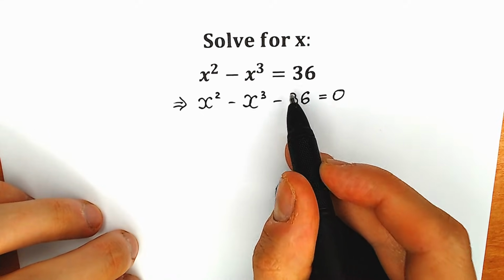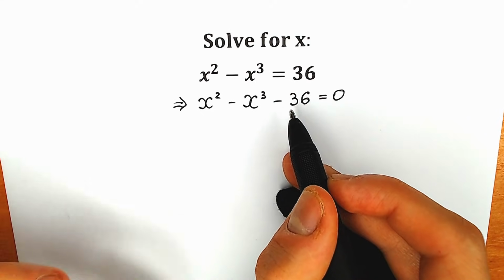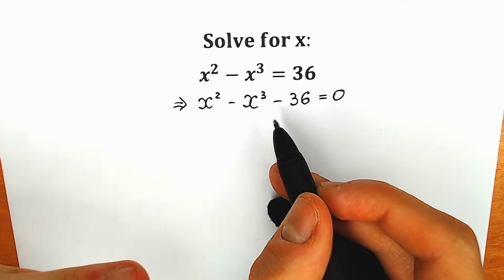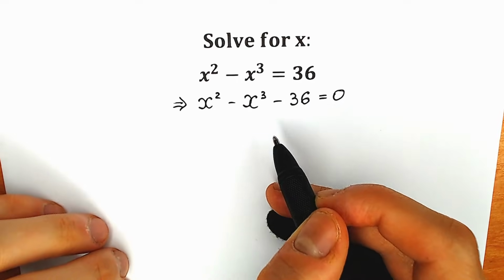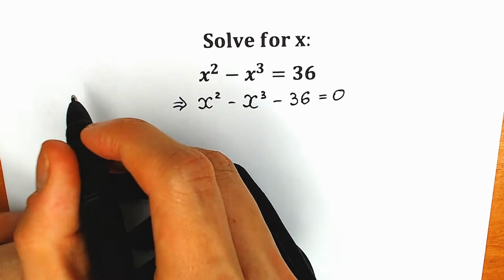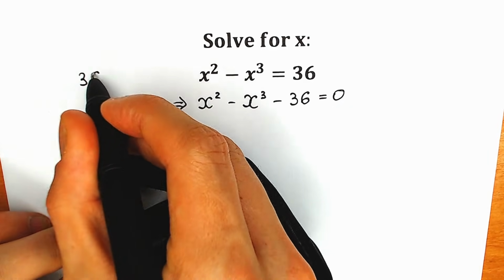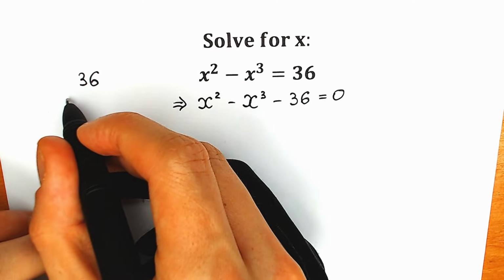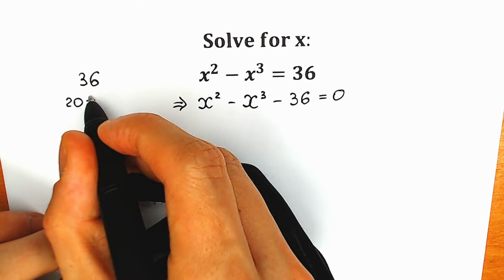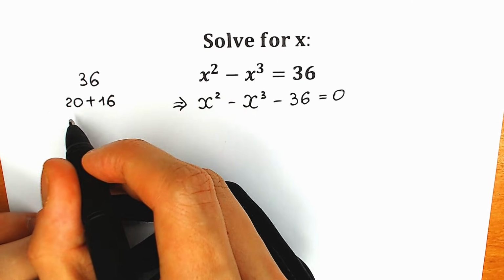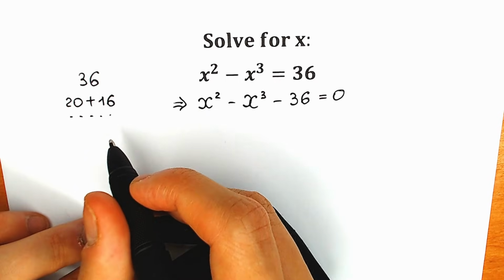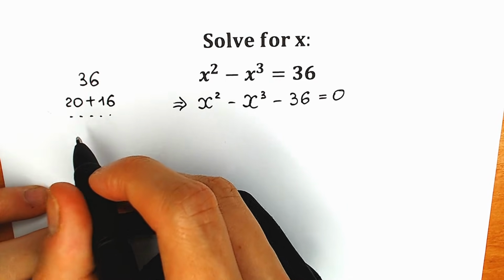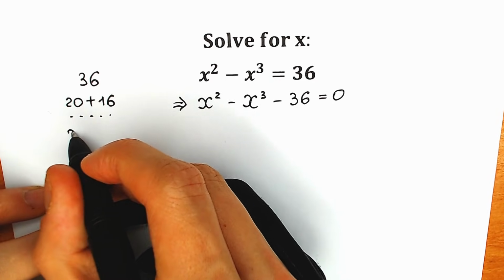Now, let's look closely at the 36. Can we express this 36 as a sum or a difference of a cube and a square? Let's think a little bit about it, because there are a lot of ways we can express this 36. For example, we can express it as 20 plus 16, and many other ways. But the best way to express this 36, from my perspective, is 27 plus 9. Okay, let's do it. So 27 plus 9.